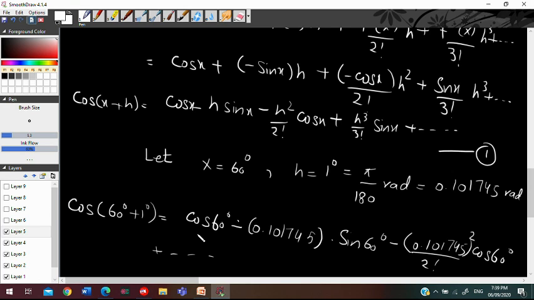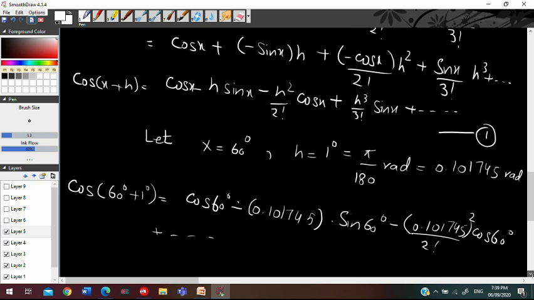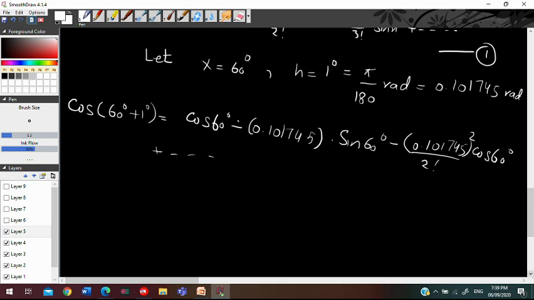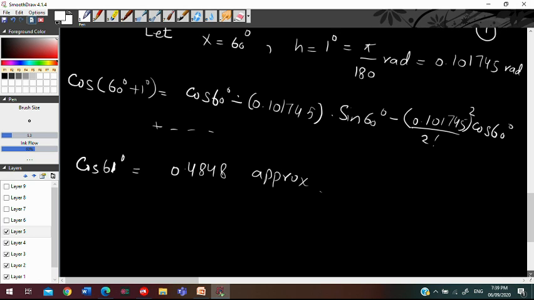Now the rest of the calculation you can do. You just write down the values of cos 60 and sin 60 and calculate it, and I will tell you the answer: cos of 61 degree is equal to 0.4848 approximately, right? The same thing in question number 3 also you can see.